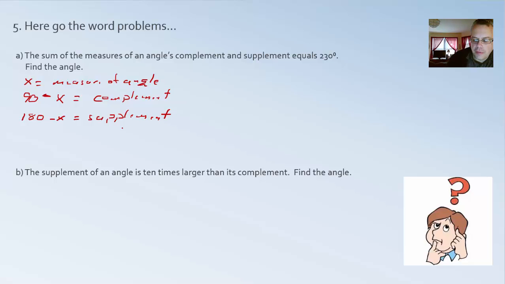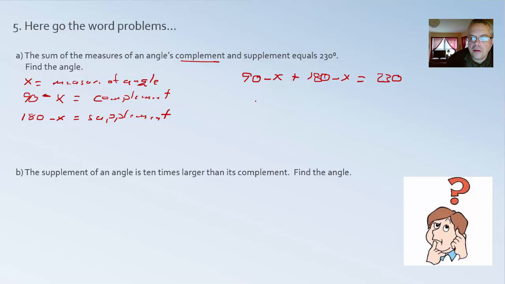So that's the supplement. Now, for all these word problems, setting it up like this, writing expressions for the angle, the complement, and the supplement are key. And now we can just follow what it says. It says the sum of the complement and the supplement equals 230. So we have 90 minus x, that's the complement, plus the supplement, 180 minus x, equals 230.